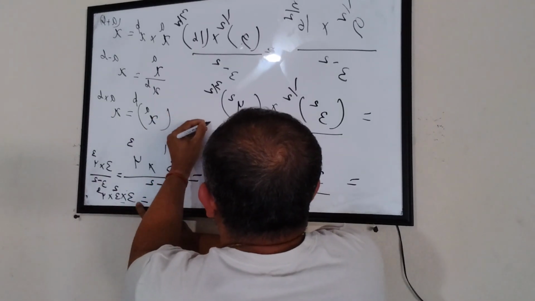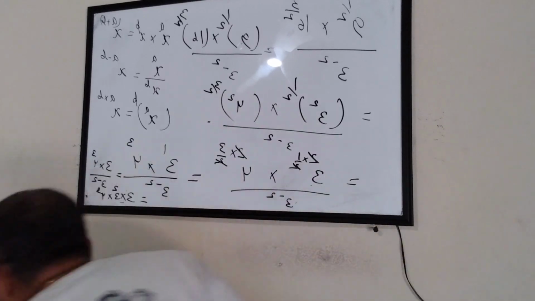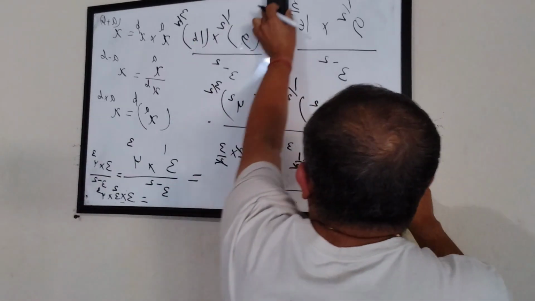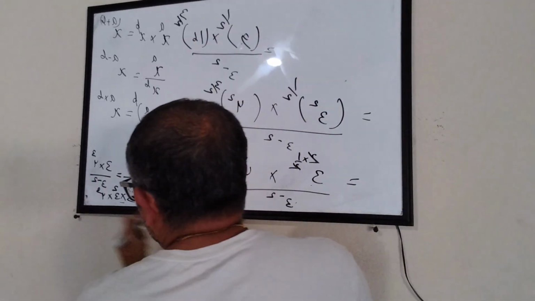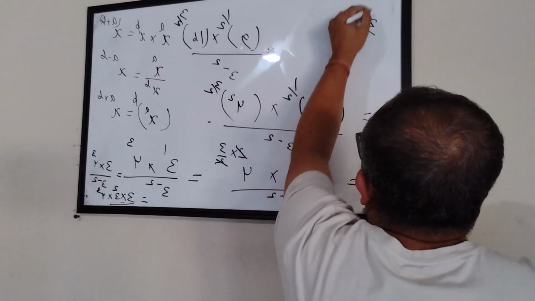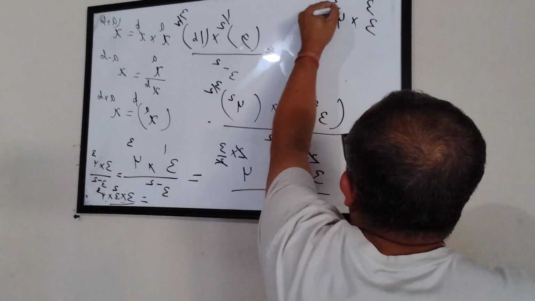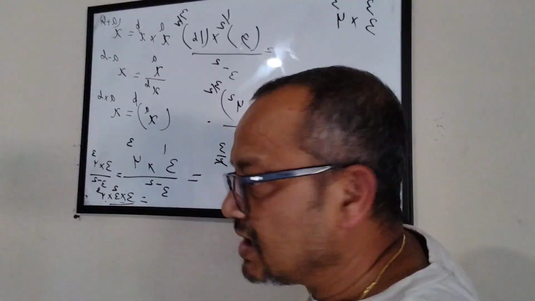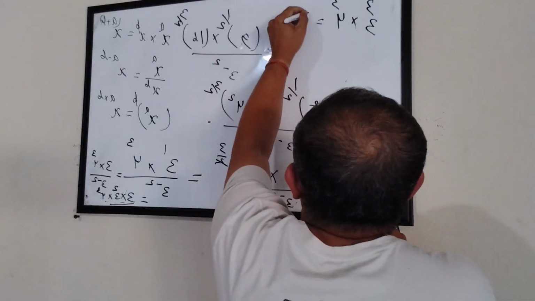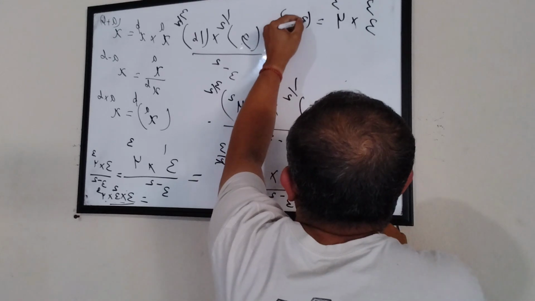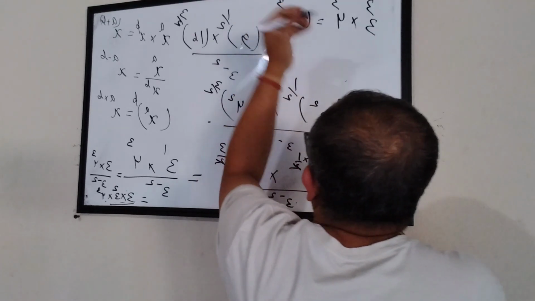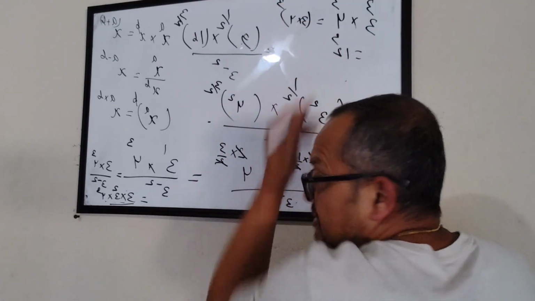That becomes 3 cube multiplied by 4 to the power 3. That is 4 cube. You can write it like this, or you can say, oh, both are power 3. So I can write this as 3 into 4 to the power 3, 12 to the power 3.